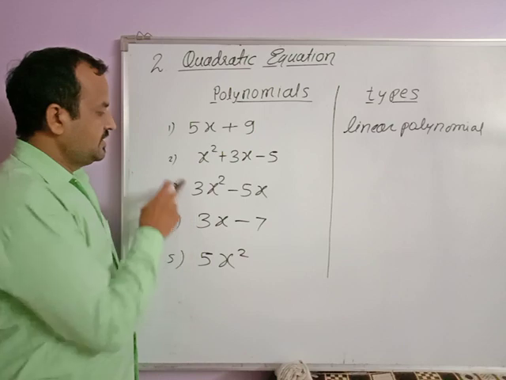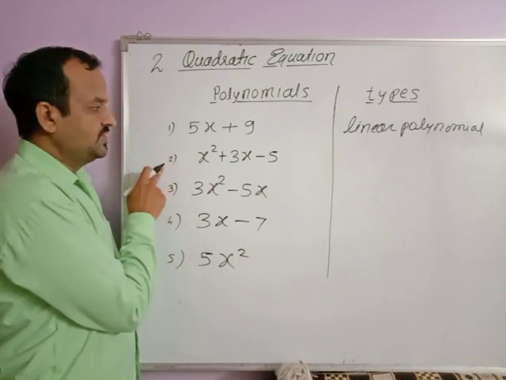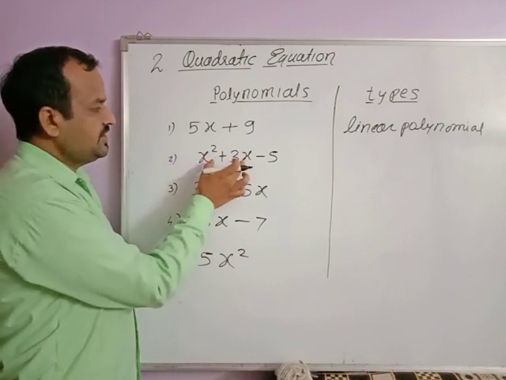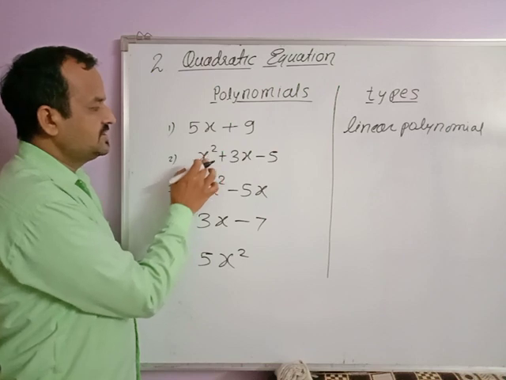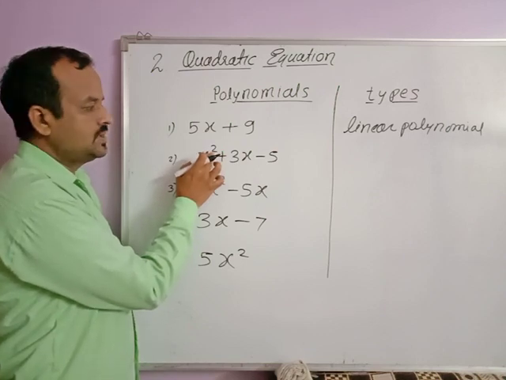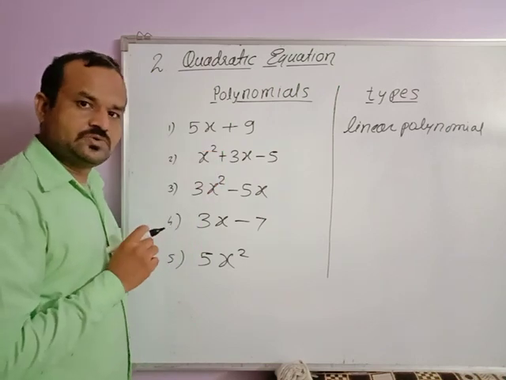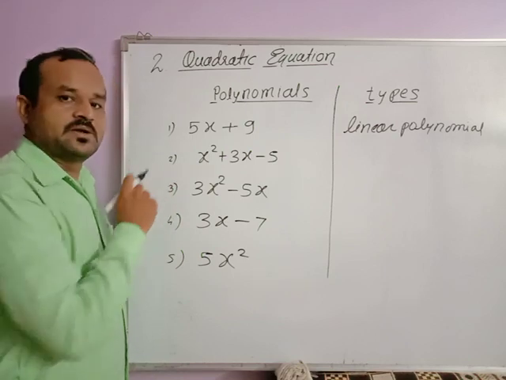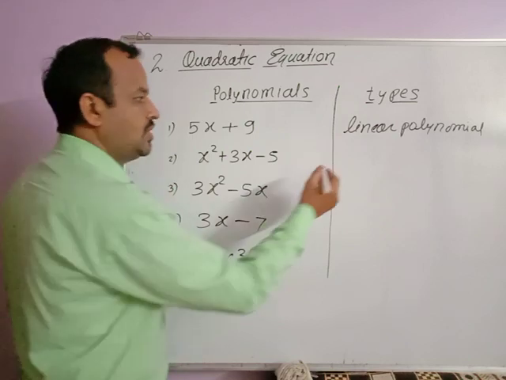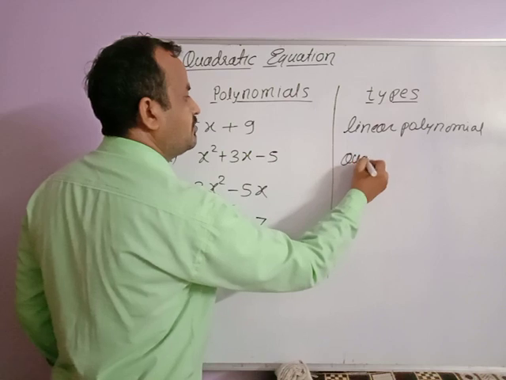And in the second polynomial, the degree of the variable is 2. If the degree is 2, then the polynomial is called a quadratic polynomial.